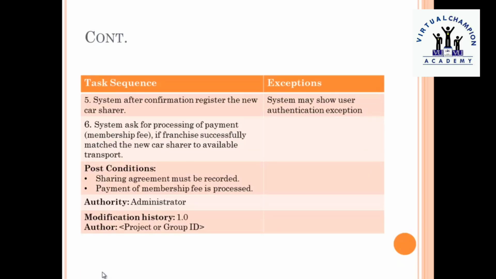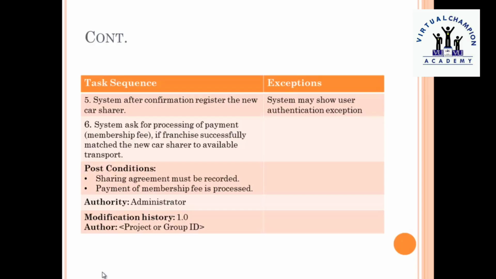Fifth step is the system, after confirmation, registers the new car sharer. Here the system may raise an exception. The system may show a user authentication exception, that is, a registered user is not authenticated to use or get the car sharer facilities or the web services of the systems. Sixth step is the system asks for the processing of payment, that is the membership fee, if the franchise successfully matches the new car sharer to the available transport.